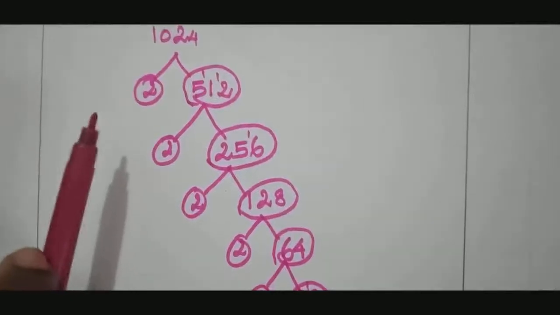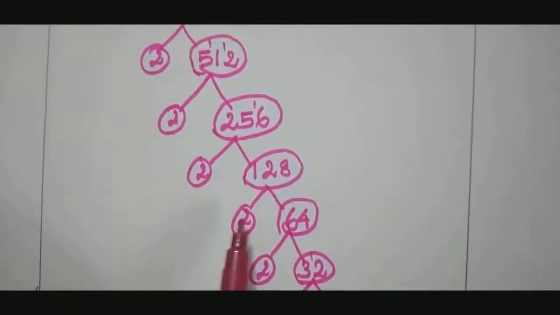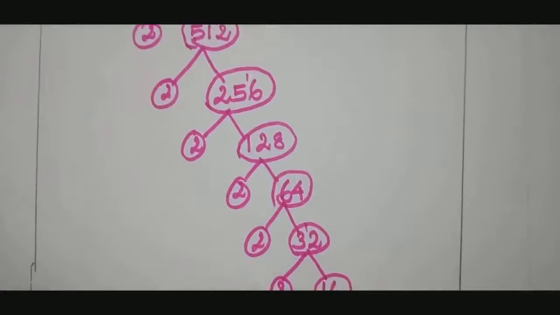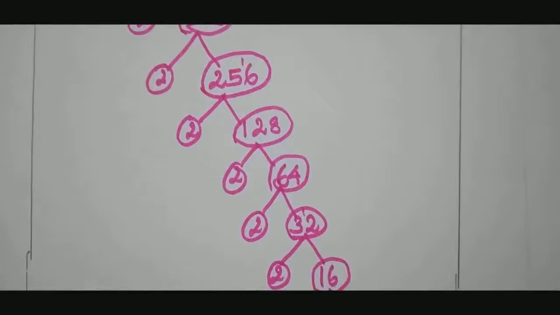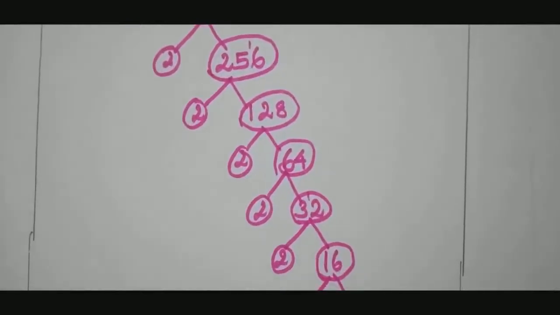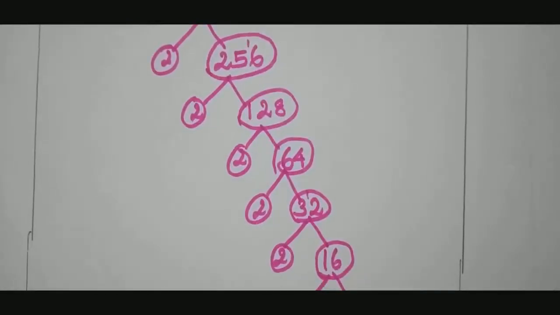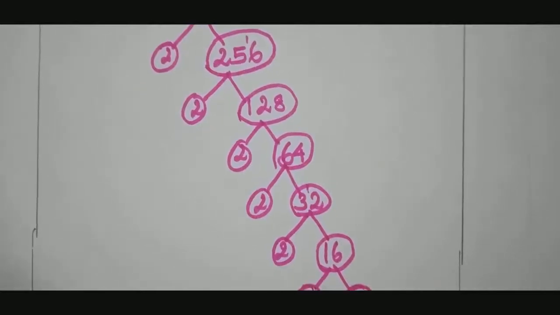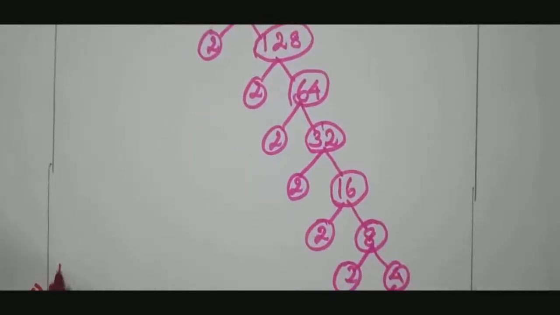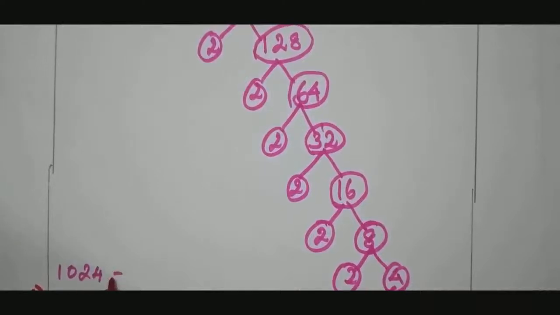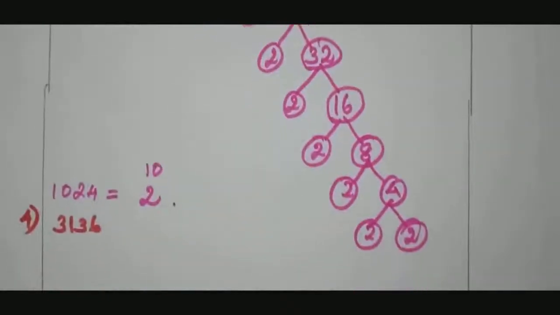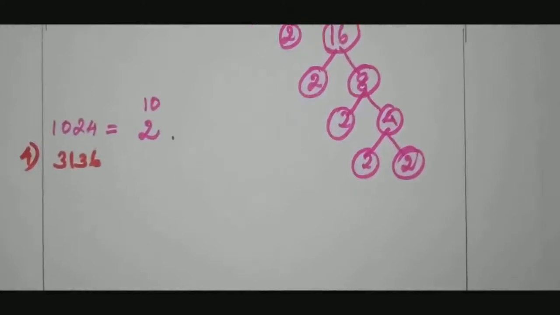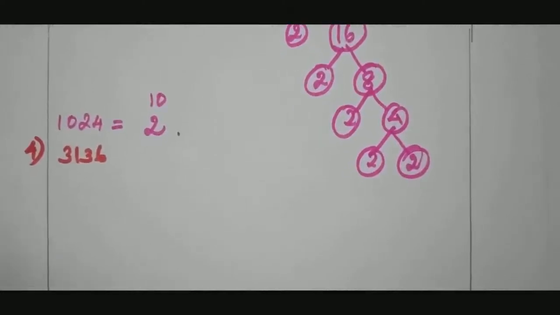So the factors are 1 2 3 4 5 6 7 8 9 10. So you can write this one as factors of 1024 is equal to 2 power 10. So the next question, 3136.